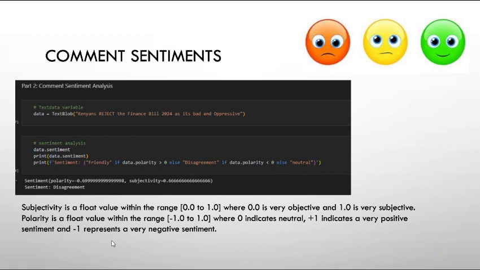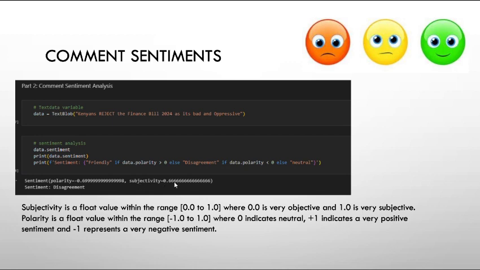It usually checks on keywords. Let's say in the second part, comment sentiments, keywords such as reject, bad, and oppressive will tilt in favor of being disagreement, since the polarity is negative, hence it's less than 0. It was viewed to be a disagreement.